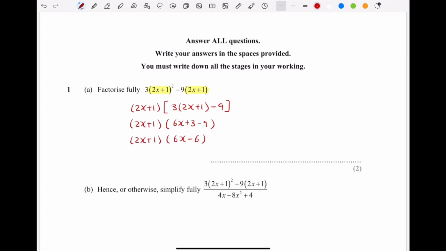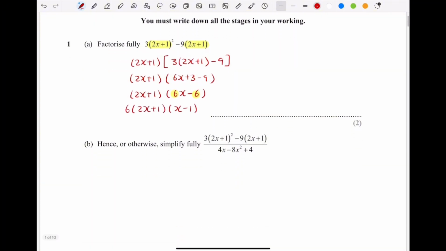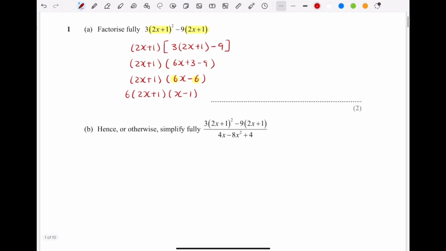Now we haven't finished here. It's because we can see 6 is a common factor in the second bracket. Therefore, we can further factorize out a 6. Therefore, our final answer is 6 bracket 2x plus 1, x subtract 1. Now, in part B, it says hence or otherwise.